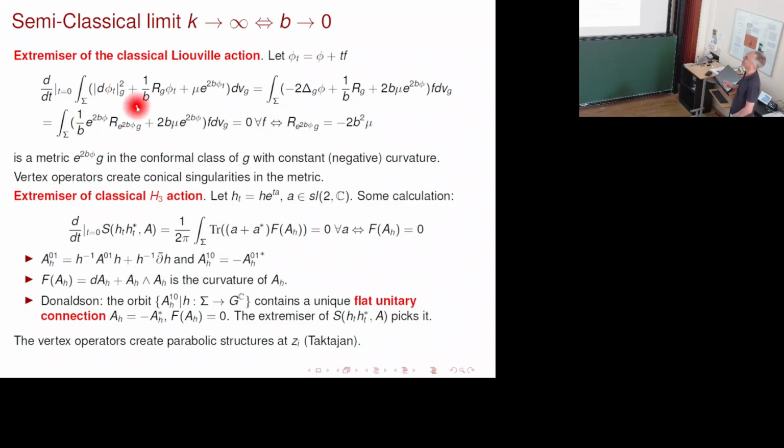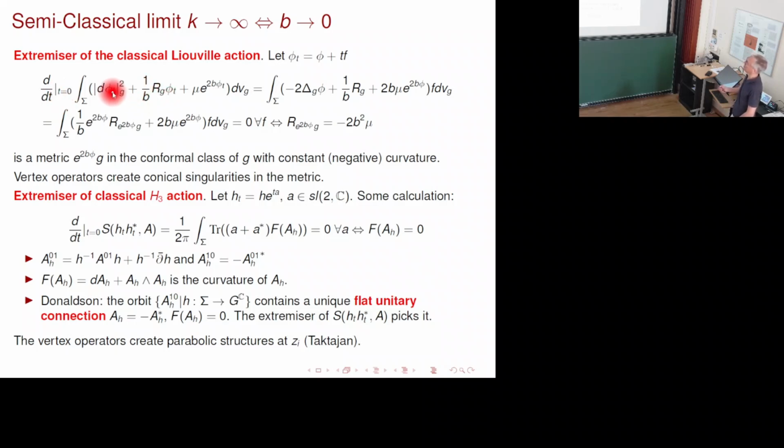Okay, let me try. So, Liouville action. The classical Liouville action. We already discussed this two days ago. But the Euler-Lagrange equations. So let's put the perturbation of the field by t times some test function, and compute the derivative at 0.